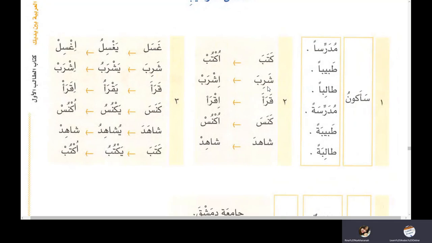And then Sariba becomes Israb. Then Qara'a becomes Ikra. Kanasa becomes Uknus. Then Sahada becomes Sahid. Then Ghosala becomes Yaghsilu, and then Ighsil.